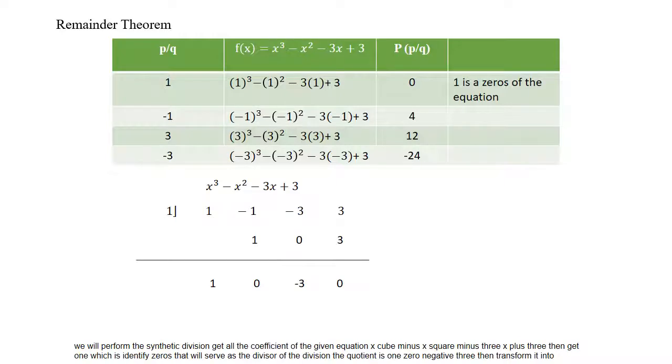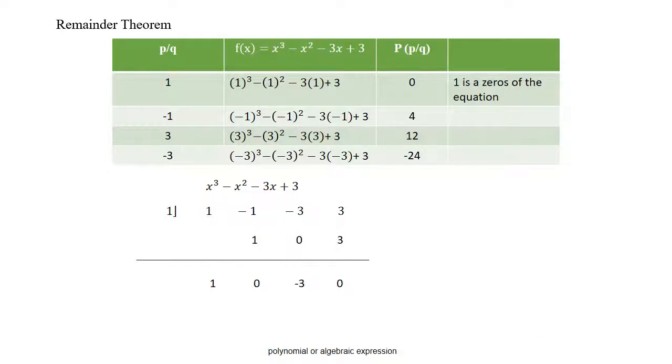We will perform the synthetic division. Get all the coefficients of the given equation, x cubed minus x squared minus 3x plus 3. Then use 1, which is the identified zero, as the divisor of the division. The quotient is 1, 0, negative 3. Then transform it into a polynomial or algebraic expression. The expression is x squared minus 3.